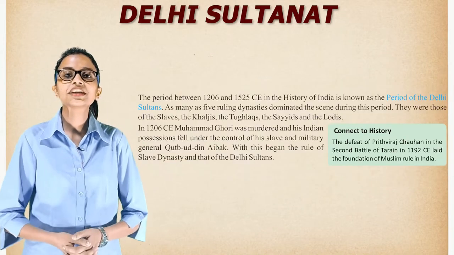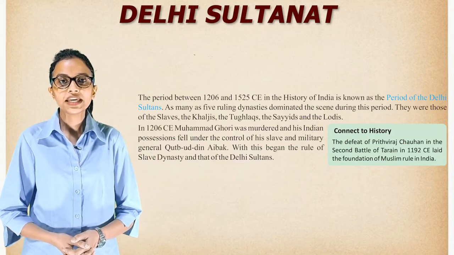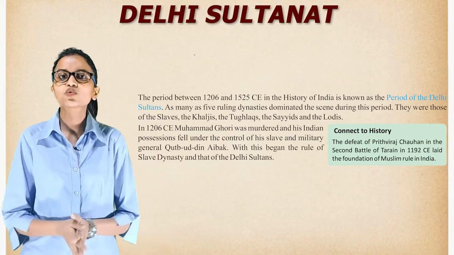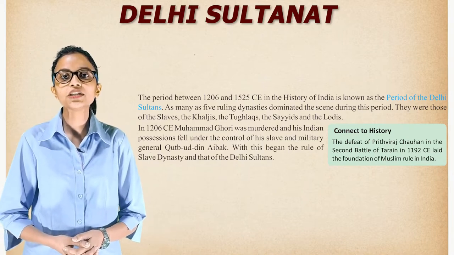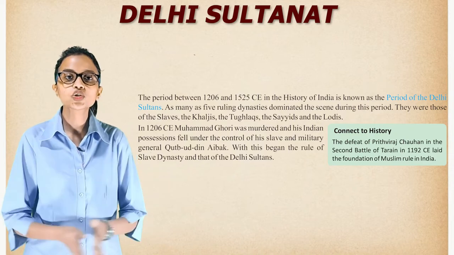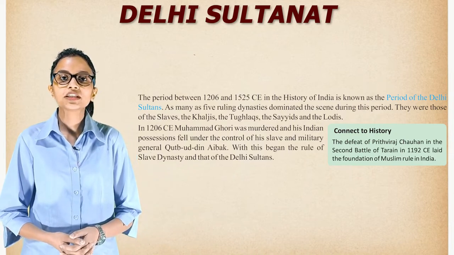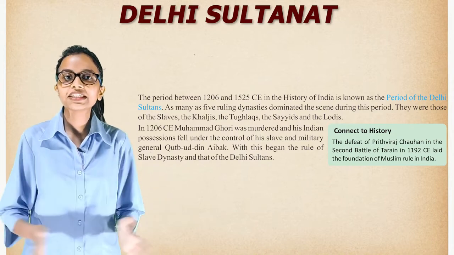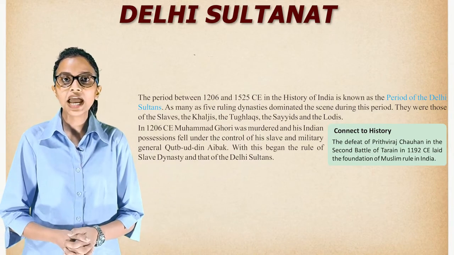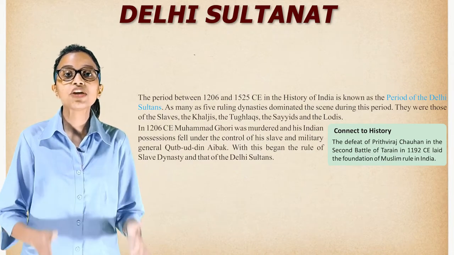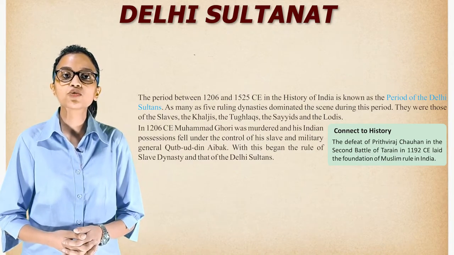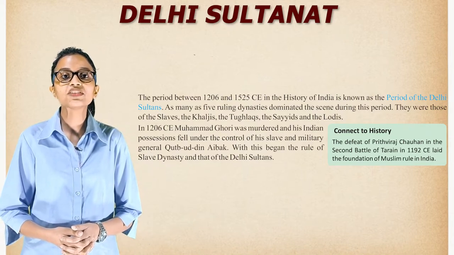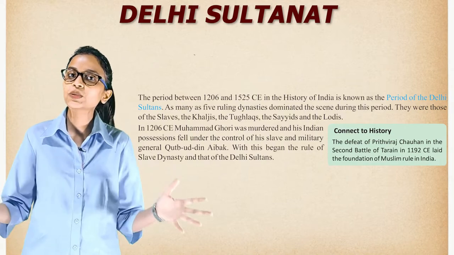The period between 1206 and 1525 CE in the history of India is known as the period of the Delhi Sultans. As many as 5 ruling dynasties dominated the scene during this period. They were those of the Slaves, the Khiljis, the Tughlaqs, the Sayyids and the Lodis. In 1206, Muhammad Ghori was murdered and his Indian possessions fell under the control of his slave and military general Qutbuddin Aibak. With this began the rule of the Slave dynasty and that of the Delhi Sultans.